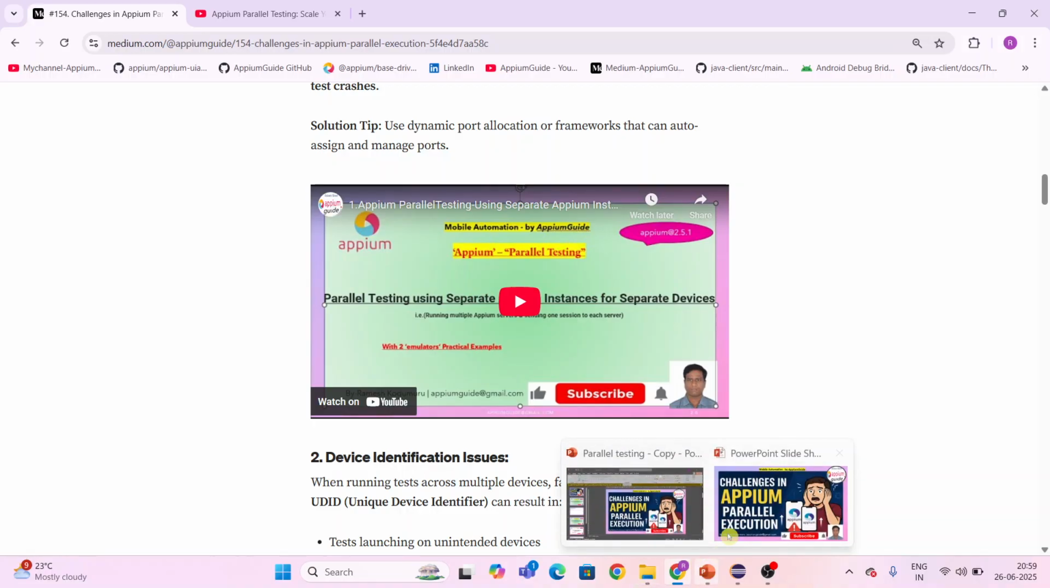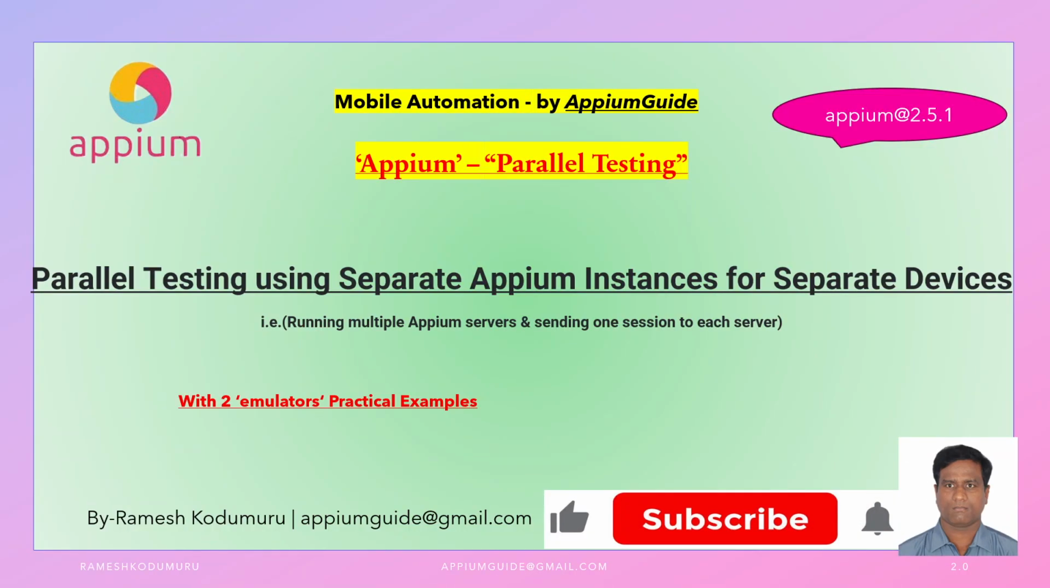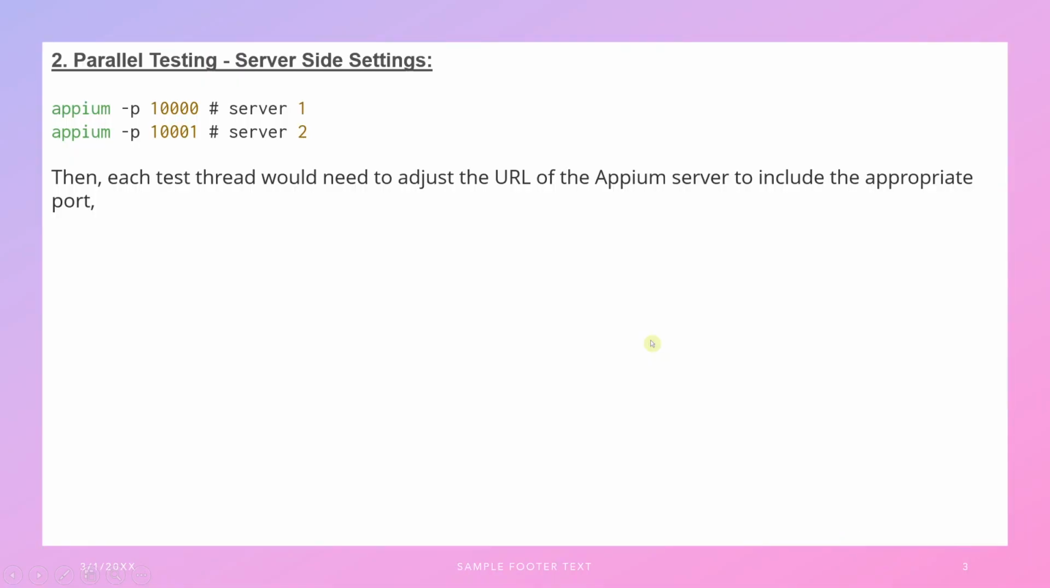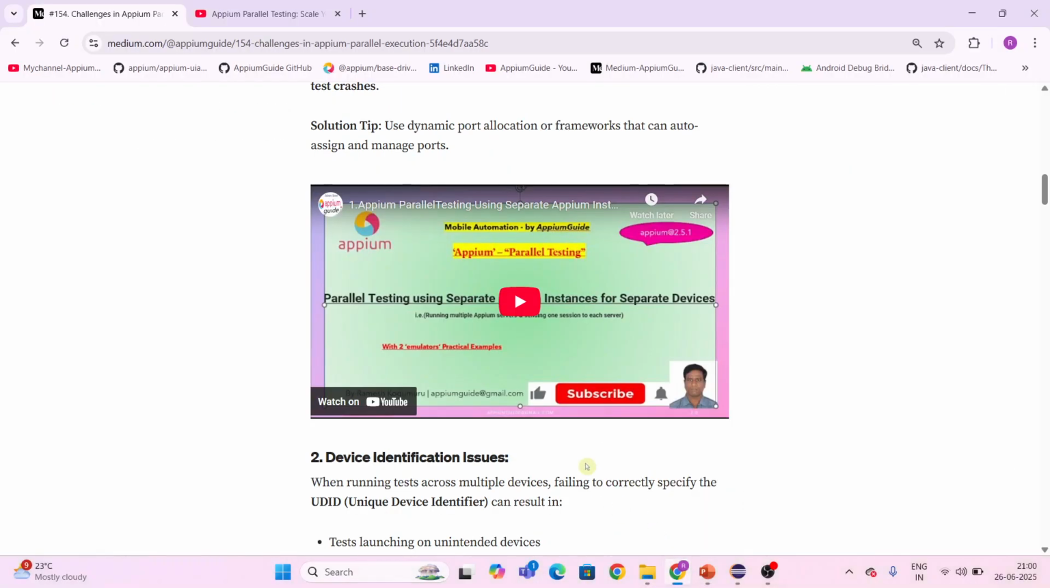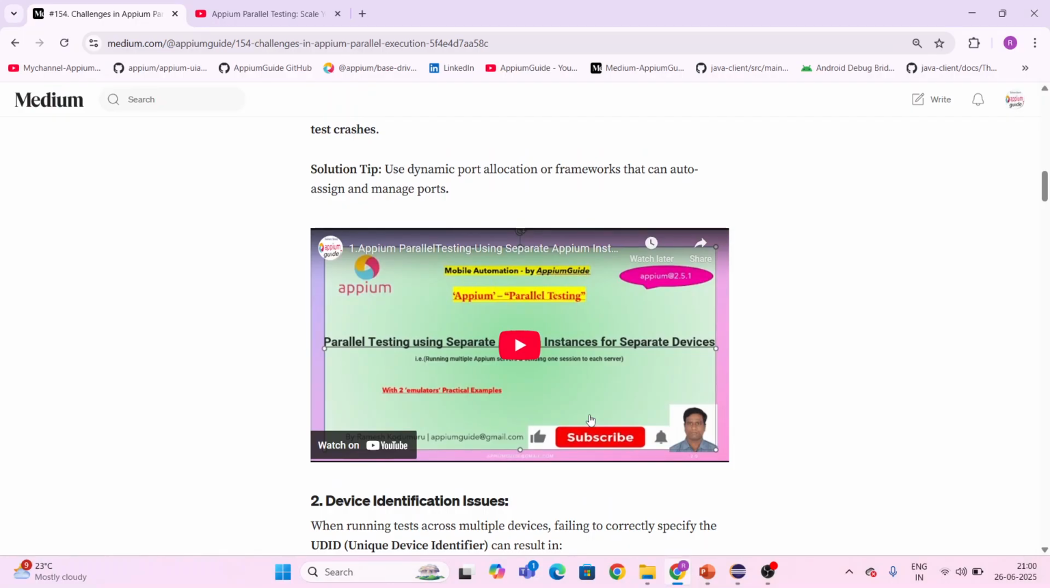If you see this PPT, for parallel test execution using separate APM instances for separate devices, that is running multiple APM servers and sending one session to each server, here I am starting the APM server with a different port. Here we may face port conflicts. So this is the example here. So we go back to our article. So how do we overcome this issue?